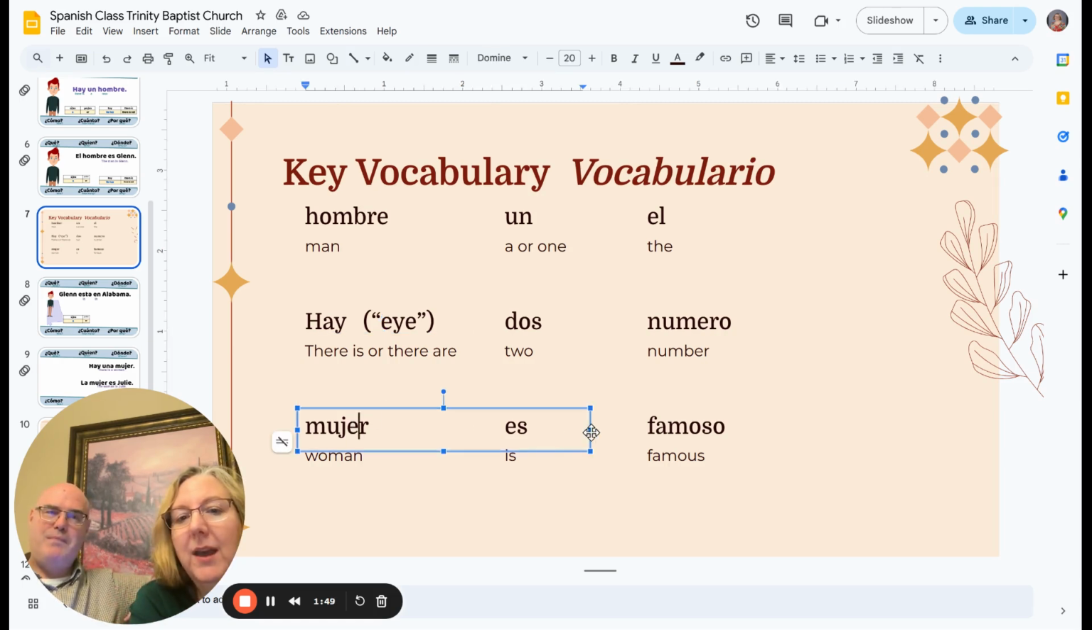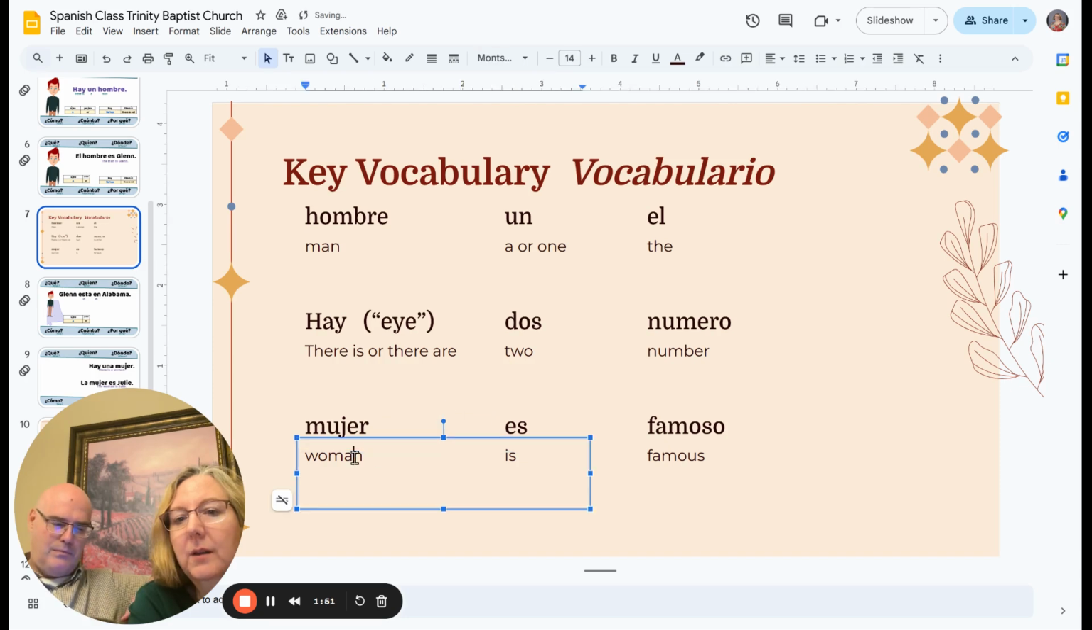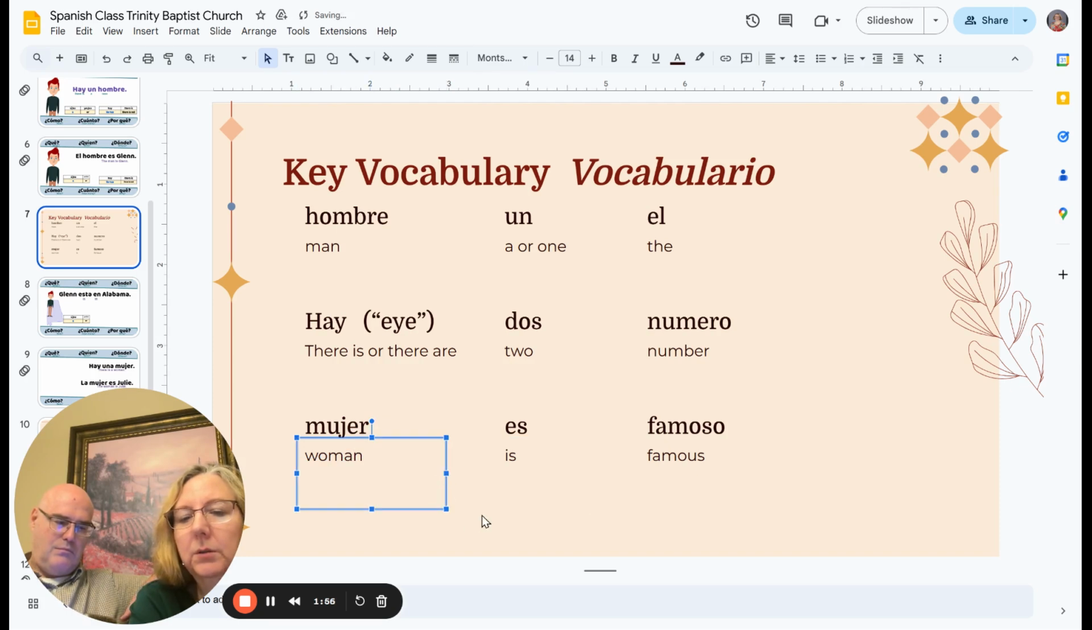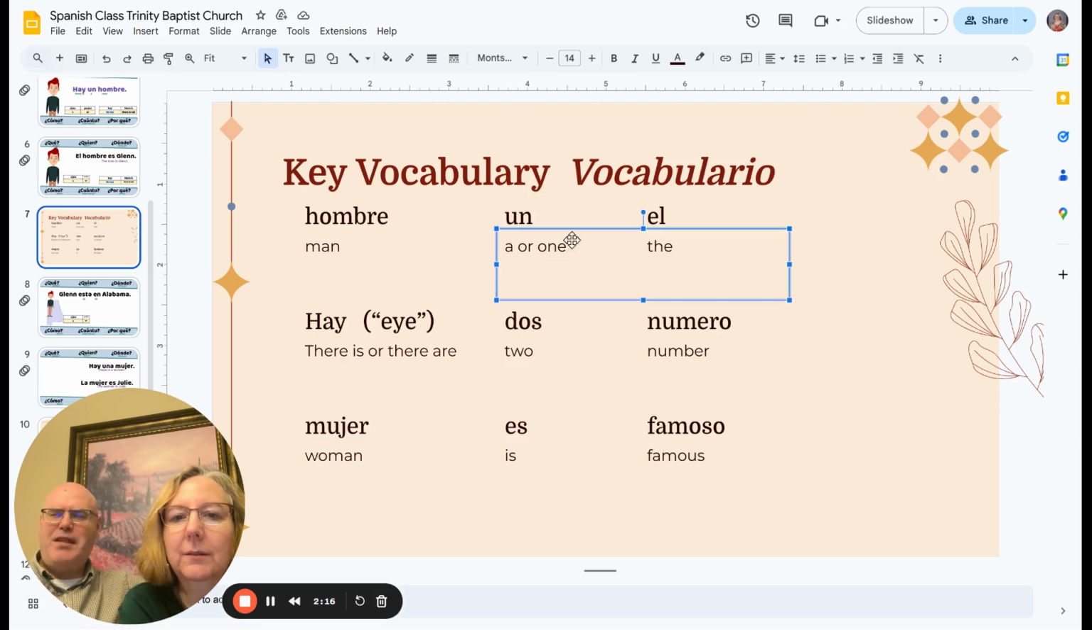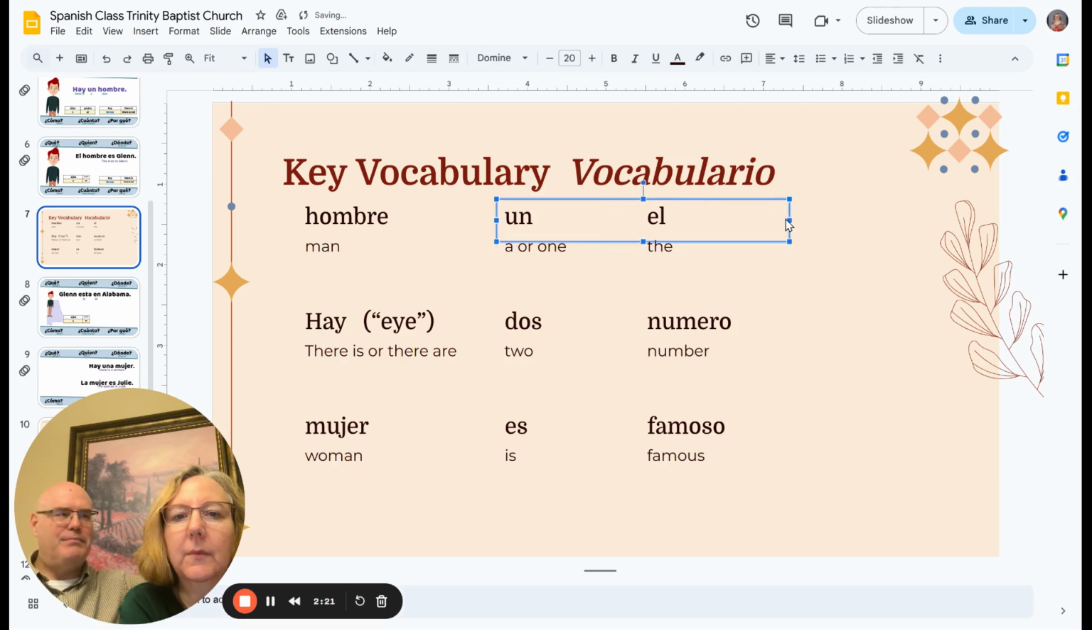We also have mujer. Mujer is a woman. So what is our way to remember mujer, Paul? I'm going to use mine, which is especially because usually a woman has more hair. Mujer, more hair. Mujer means woman. Say that one after me. Mujer. Good.